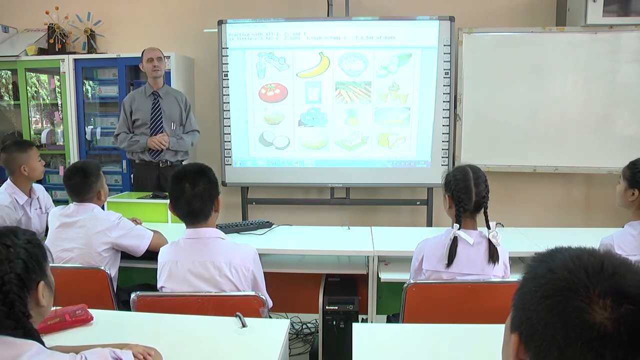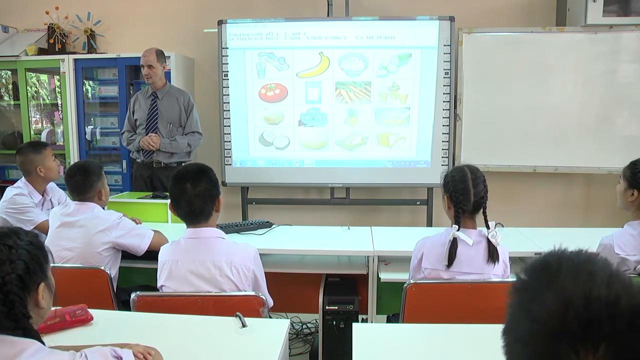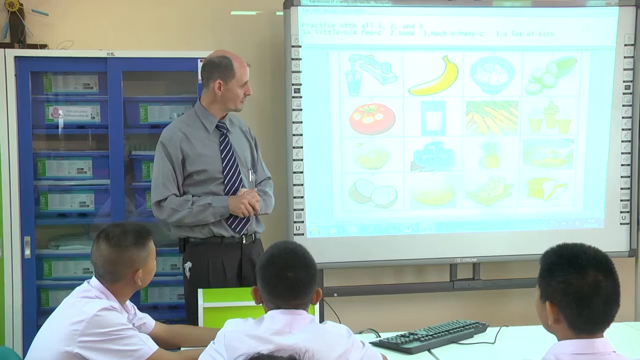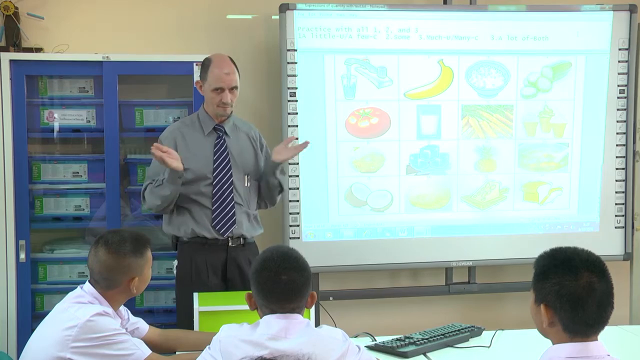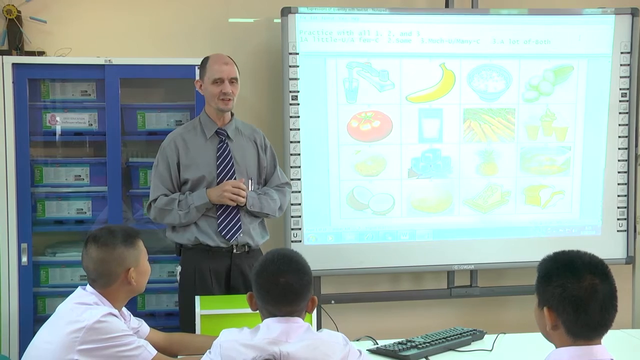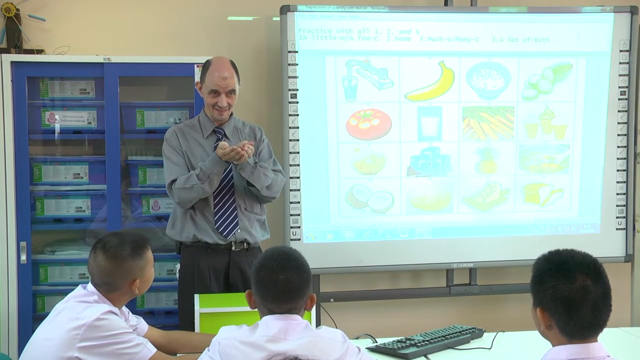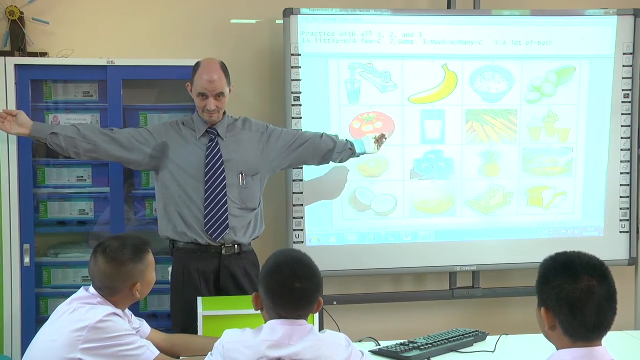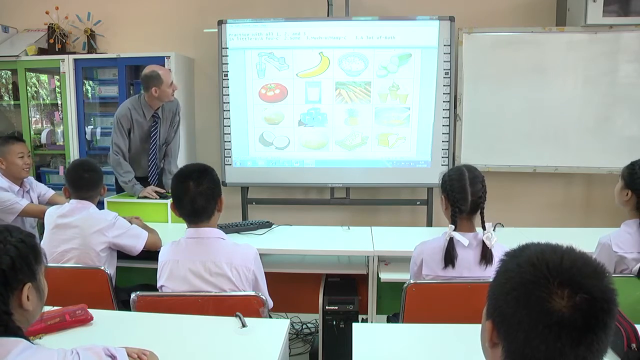Good. Number 13, make a question. How many coconuts do you have? Very good. Number 14, some potatoes. Good. Number 15, a little cheese. Good. Number 16, a lot of bread. Good, good, good. All right. Okay, so now I'm going to show you a video. I'm going to play it for you 2 times, okay? The first time, only watch. Watch and listen, okay?